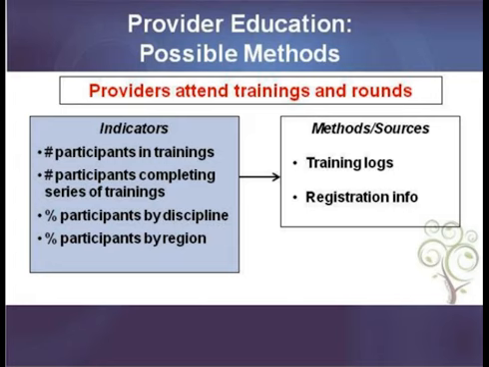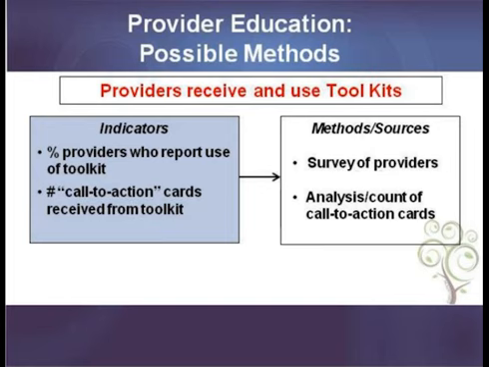By contrast, with the providers, do they use the toolkit or not? Here's one issue where, just like with the lead poisoning behavior of the parents, I'm a little bit worried I'll get socially desirable responses. So here I want to default to collecting the data in those two ways: a survey to get reported use of the toolkit, but backed up by an analysis of the propensity of people to submit these call to action cards.